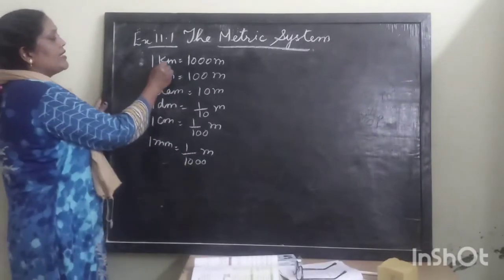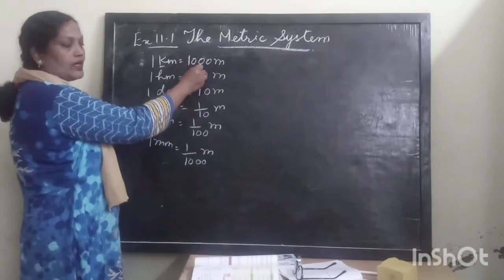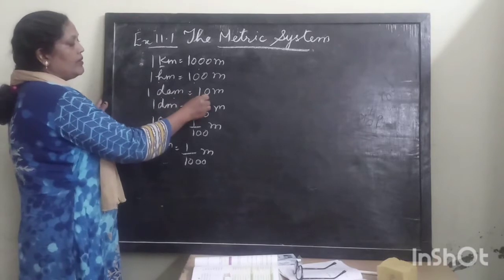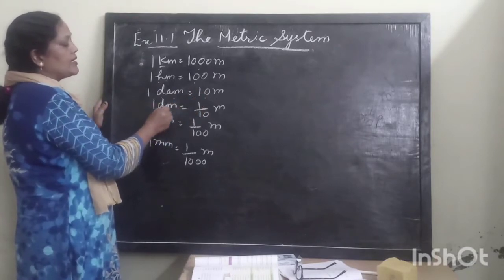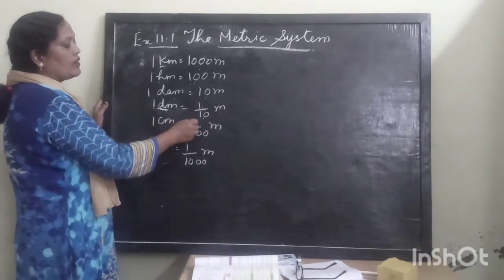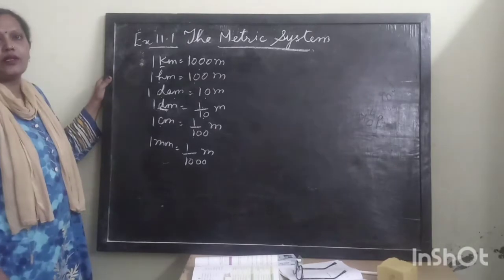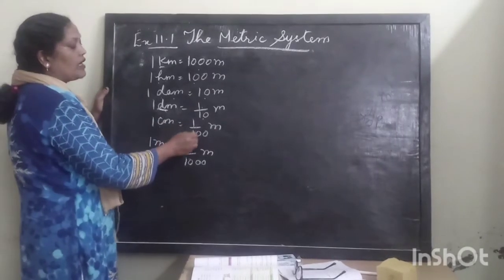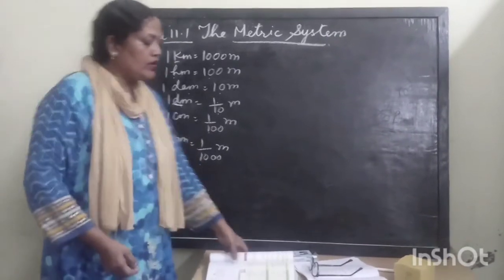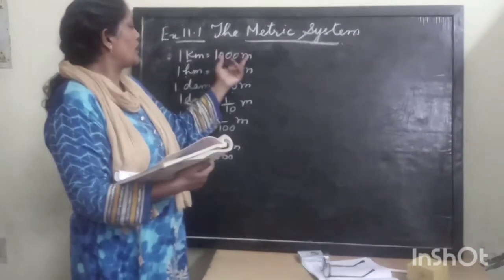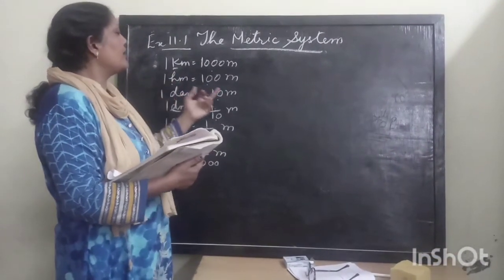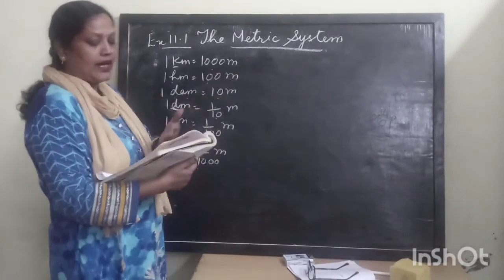When K is there, kilometer, that means 1000 meters. Hectometer, 100 meters. Decameter, 10 meters. Decimeter, when deci comes, decimal means 1 over 10 meter. Centi means 1 over 100. You know 1 meter is 100 centimeters, so 1 centimeter is 1 over 100 meter. Millimeter, 1 over 1000 meter. Same rule is for kilogram. 1 kilogram is 1000 grams. 1 hectogram, 100 grams. 1 decagram, 10 grams. Like this we will do the derivations.